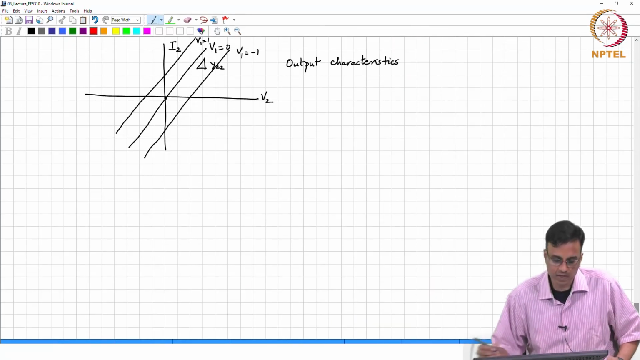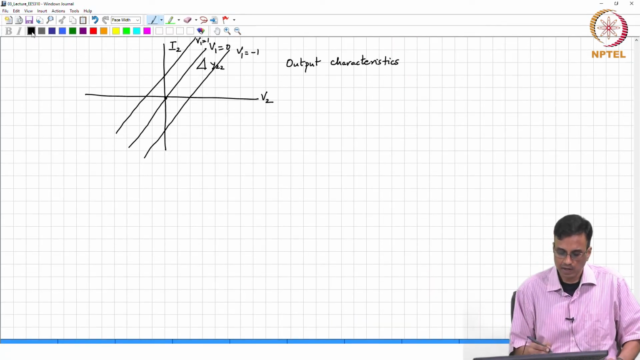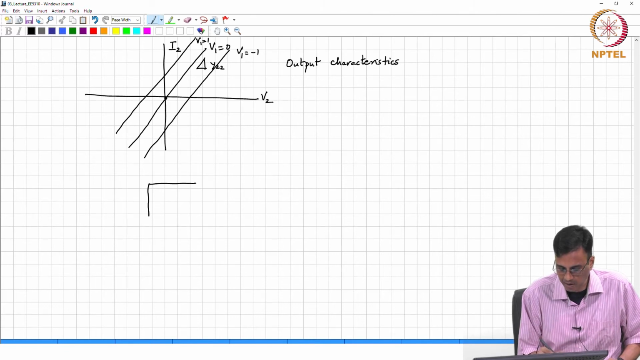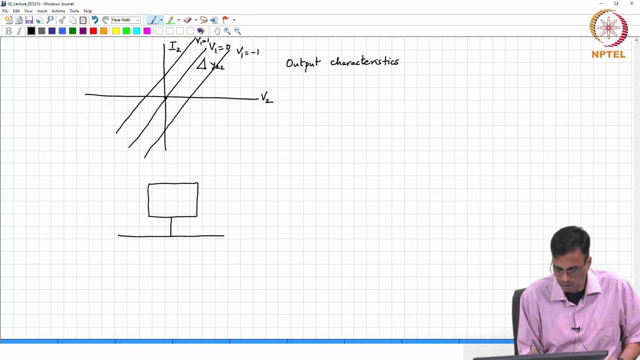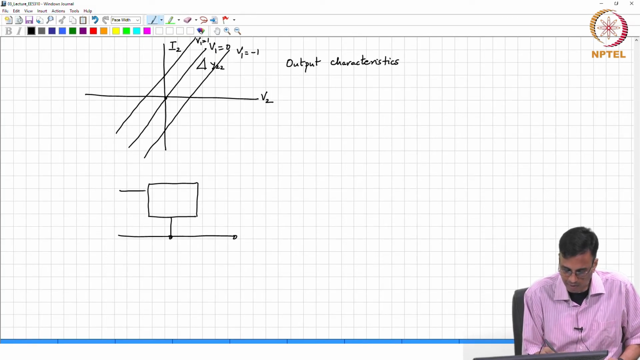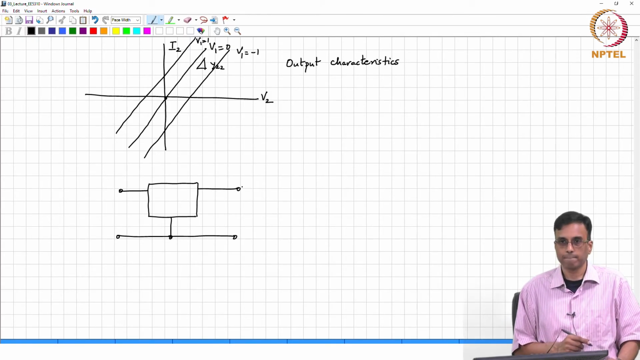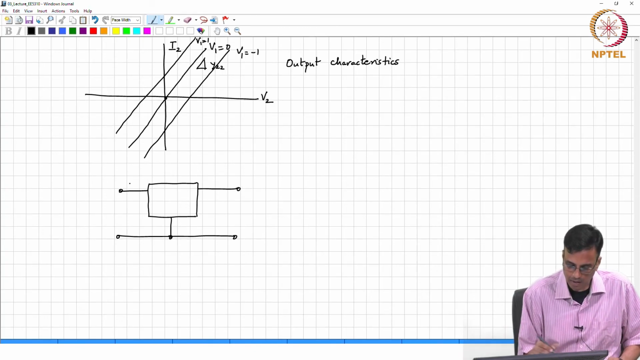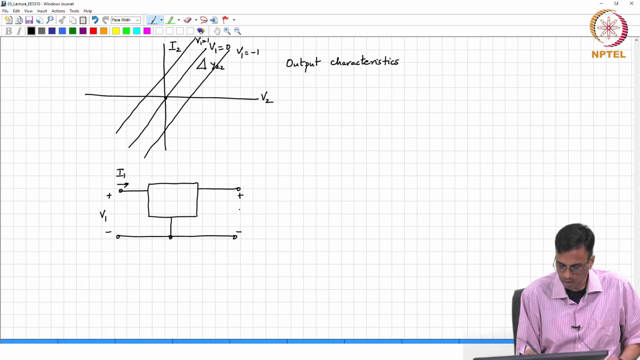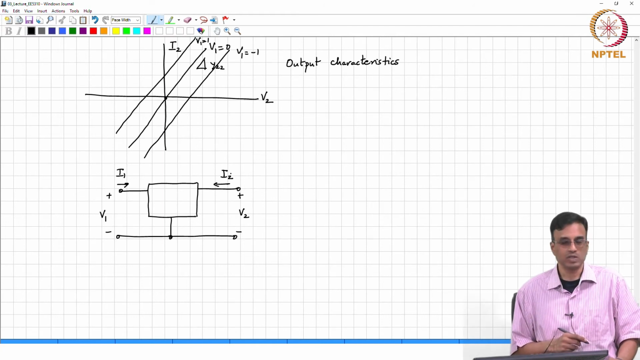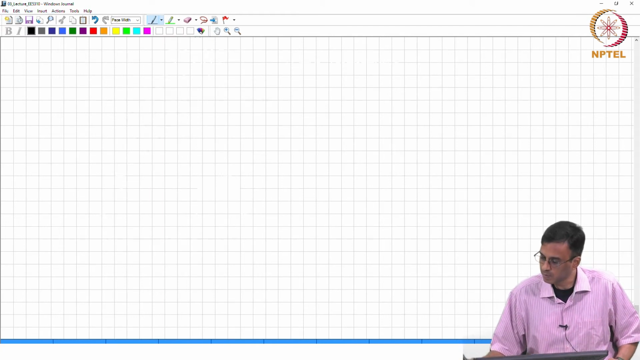Having refreshed our memory about linear 2 ports, now let us consider the simplest case of what happens when the 2 port is nonlinear. The simplest nonlinear 2 port also has 3 terminals. We apply some voltages at the ports and some currents result. So which are the independent variables and which are the dependent variables?